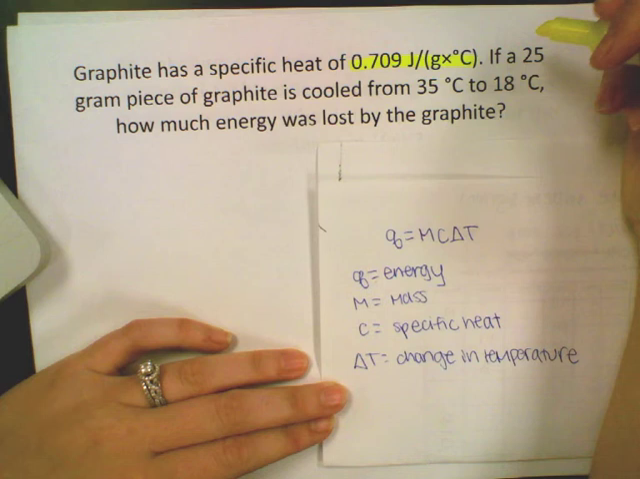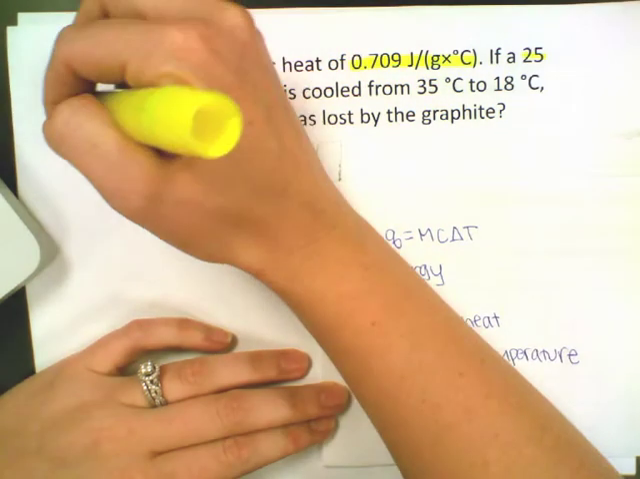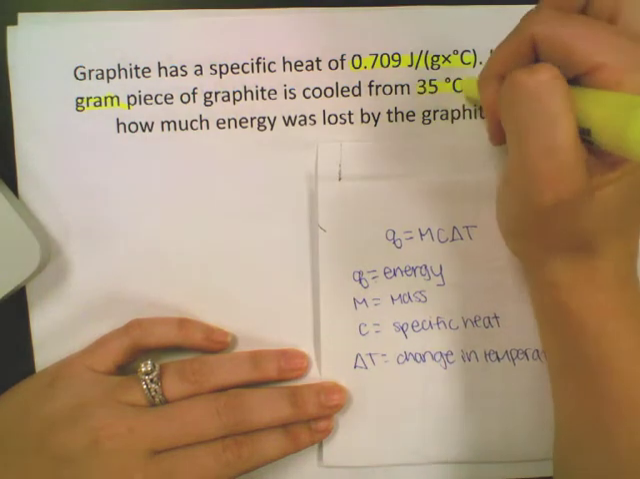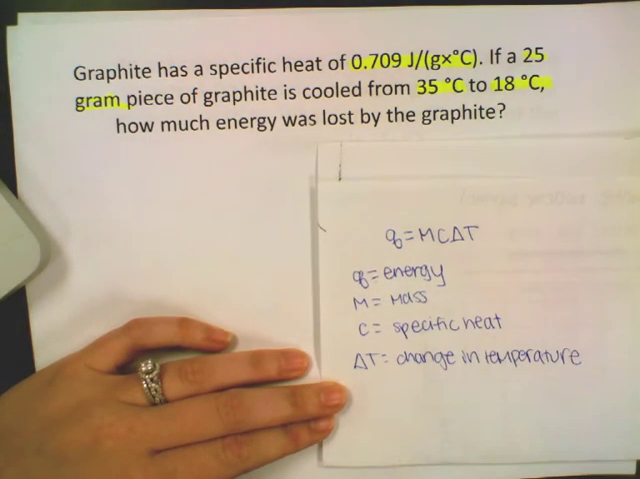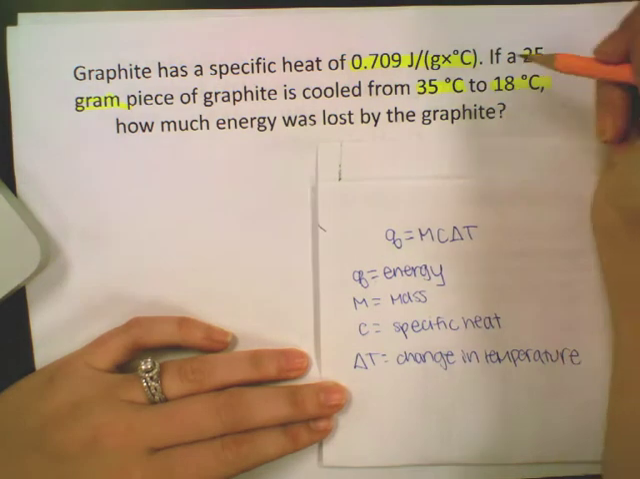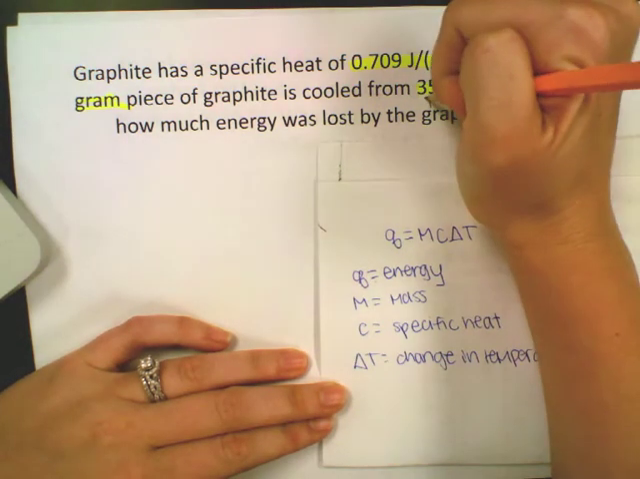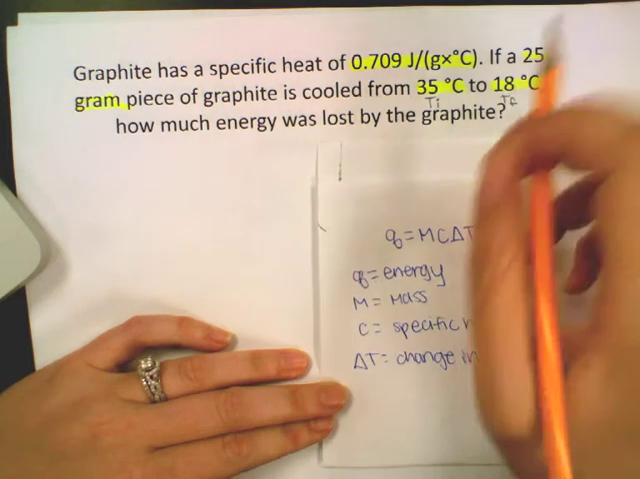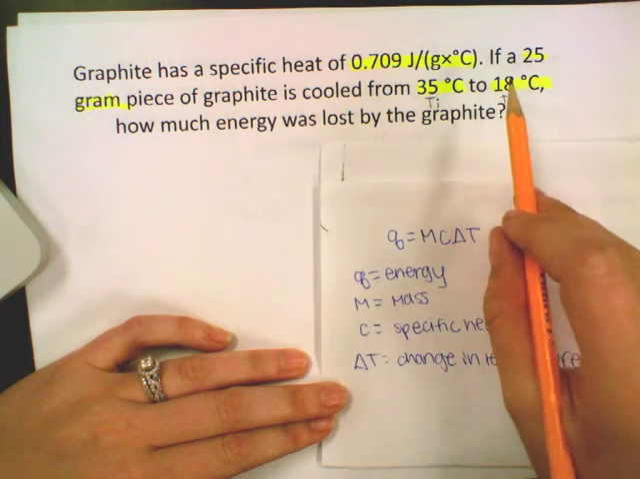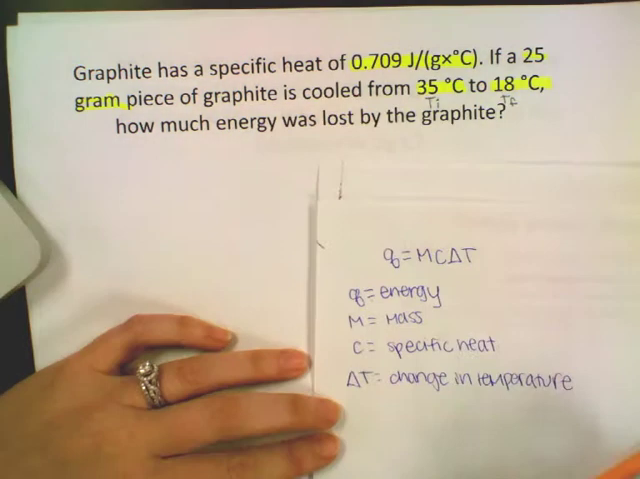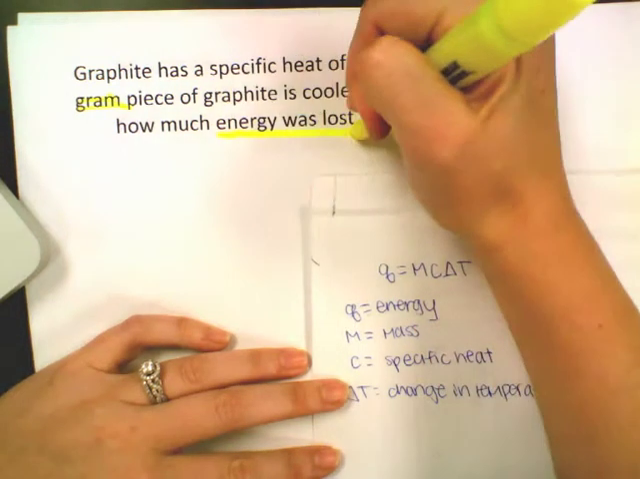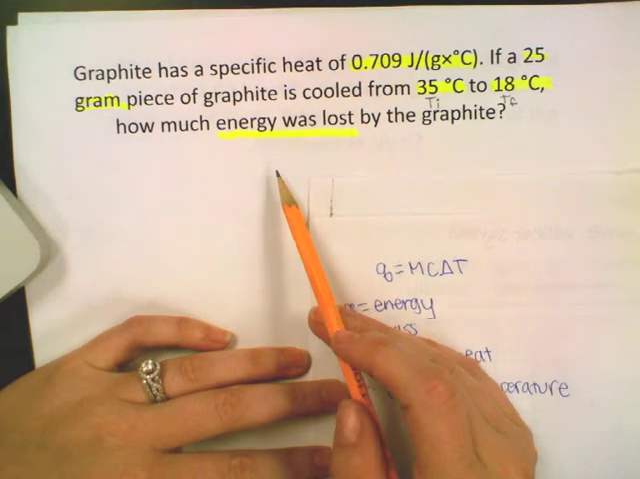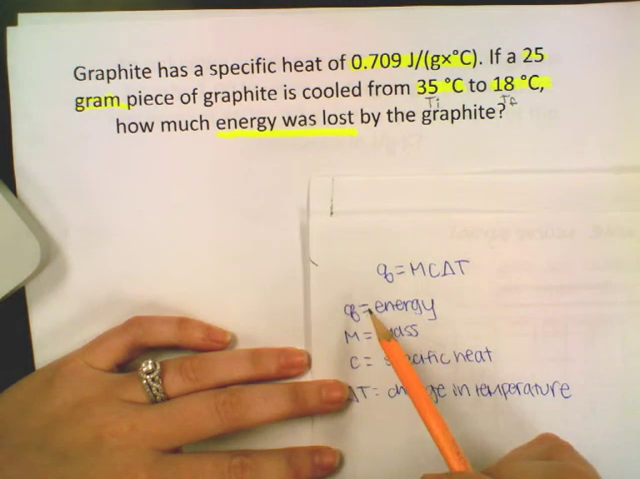We have the mass. It says 25 grams. We know grams is a measure of mass. And it's cooled from 35 degrees Celsius to 18 degrees Celsius. So if we're going from 35 to 18 degrees Celsius, that means that this is our initial temperature and this would be our final temperature. Okay, we're going from 35 to 18. And the question asks, how much energy was lost? Okay, so if we're cooling a substance, that means we're losing energy. So we should be ending up with a negative Q value.